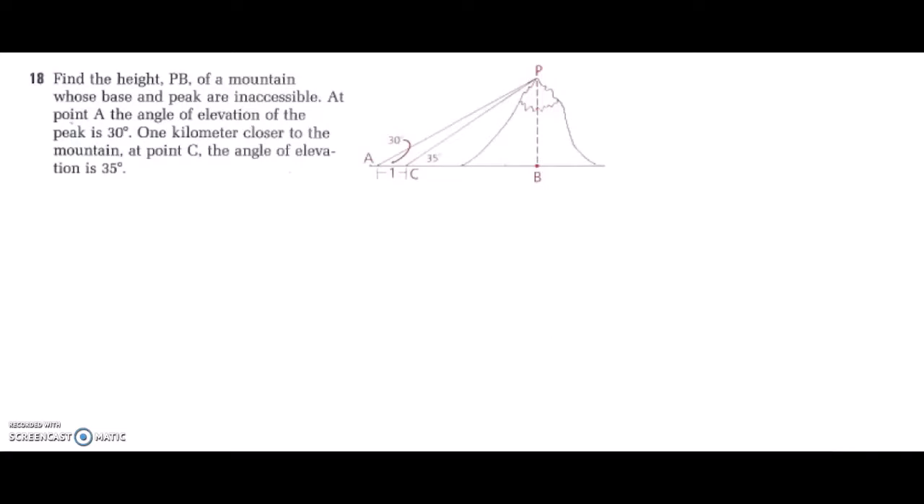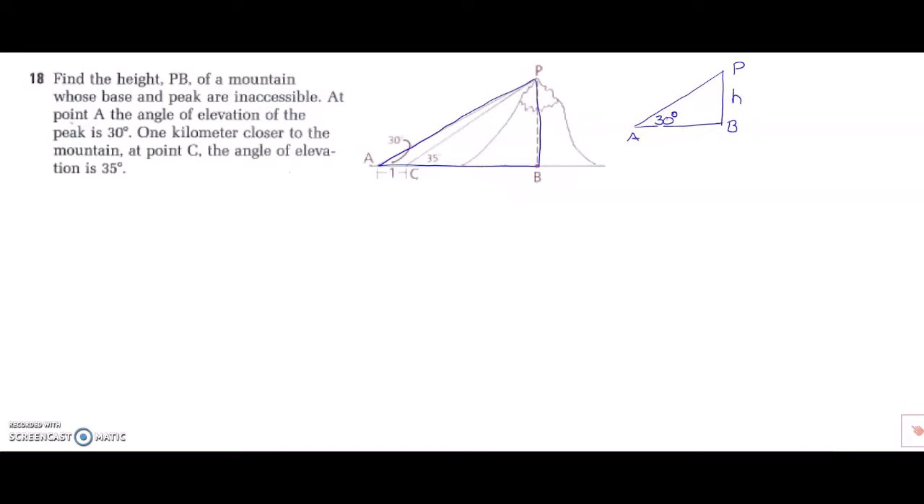And our last example. Find the height, PB, of a mountain whose base and peak are inaccessible. So in other words, let's make this a blue triangle, I can't measure. If I'm standing at A, I can't measure the distance to B because I can't walk through the mountain. And this is 30 degrees, and that's the height.